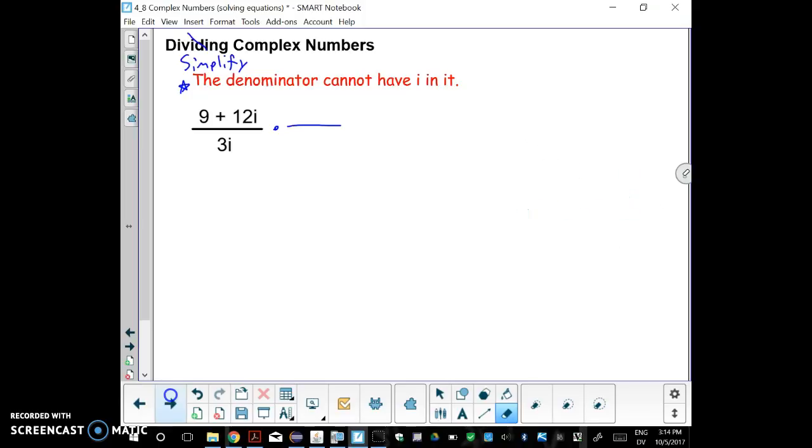We want to multiply the top and bottom by the same amount and get rid of the i. The trick, maybe some of you figured this out, is that if we multiply by i for this particular question, then we'll get 3i squared in the denominator, which basically becomes negative 3. So we've met the rule that there's no longer an i in the denominator.